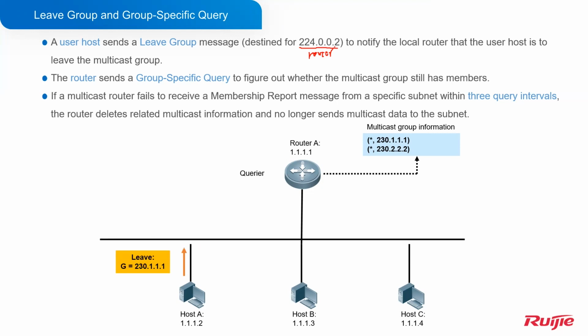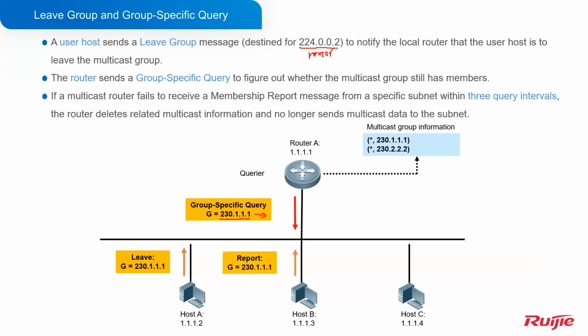After receiving the leave message, since host A wants to leave the group, but in the subnet there could be other receivers of this group, the router needs to ensure this. So the router sends a group-specific query, and the destination address is 230.1.1.1. Actually, this is the multicast address of the group, used to figure out whether the multicast group still has members. In this case, if both host B and host C don't need the packets from this group, there will not be any response, right?